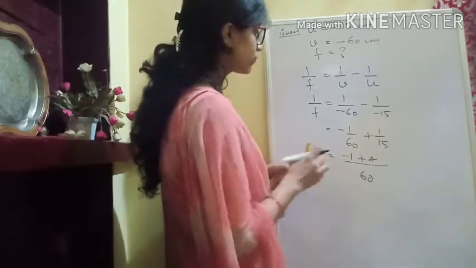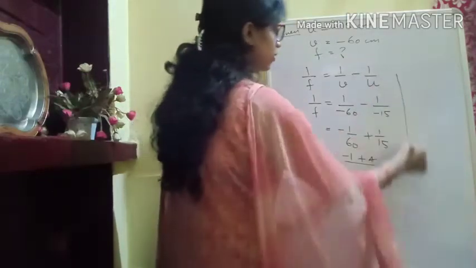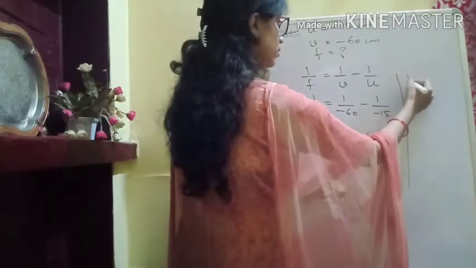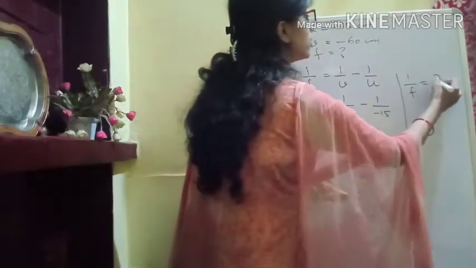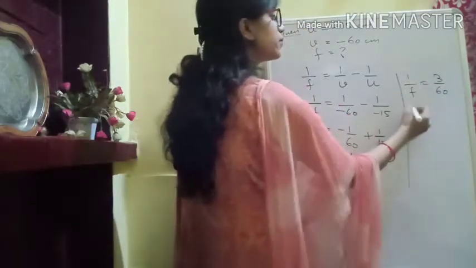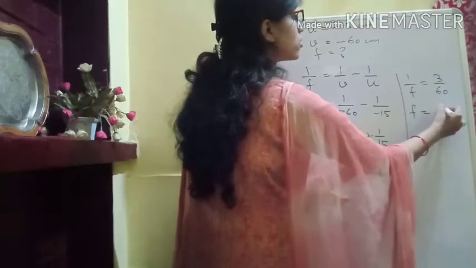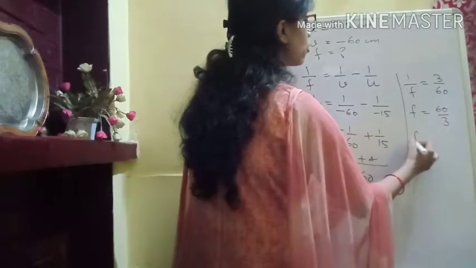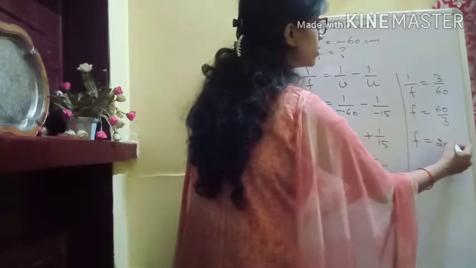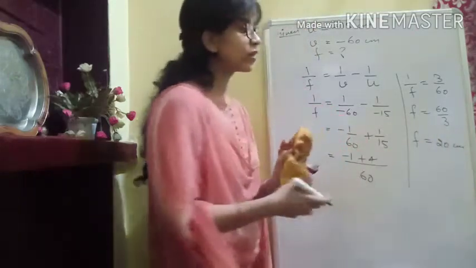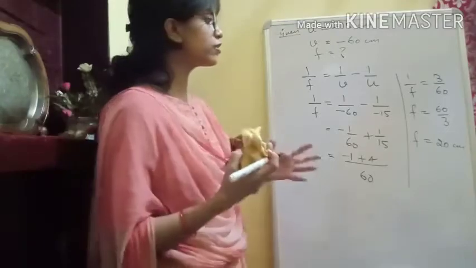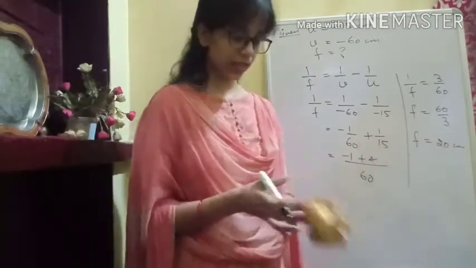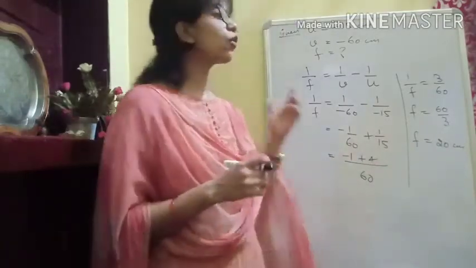Correct? Here, 1 upon f over 4 minus 1 will be 3 upon 60. When you reciprocate, f will be equal to 60 over 3, or f will be equal to 20 centimeter. Now see, f is coming 20 centimeter. F is positive, coming with a plus sign. That means this will be a convex lens.